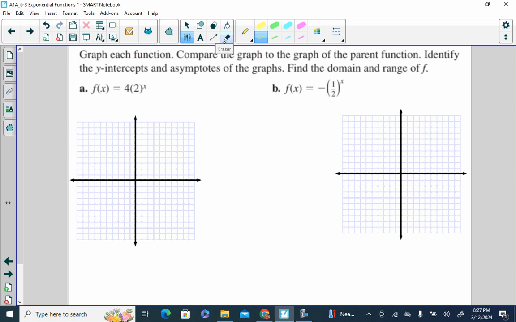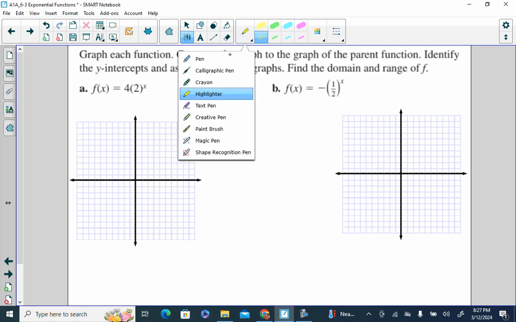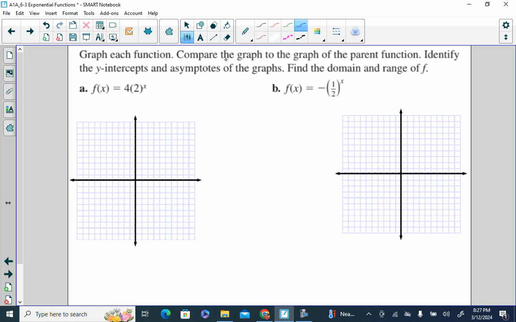So our first example, we want to graph the function. We want to compare the graph to the graph of the parent function. We want to identify the y-intercepts and asymptotes of the graphs. We also want to find the domain and the range of f. All right, so let's start with part A. When we want to graph a function, we want to start with some x and y values. So I'm going to try to be as neat as I can. We have x values, we have y values.